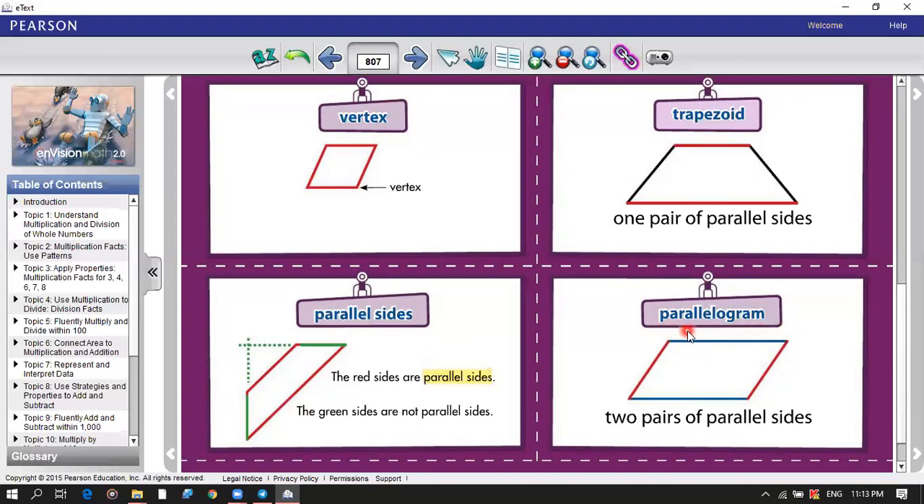Parallelogram. A parallelogram has 2 pairs of parallel sides. These 2 pairs, the blue sides are parallel, and the red sides are also parallel. So one pair of blue sides are parallel, and the second pair, the red sides, are also parallel.